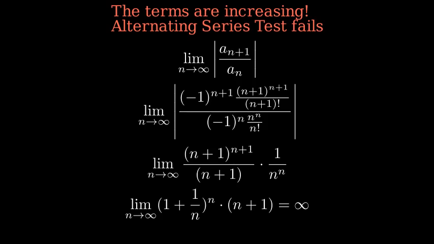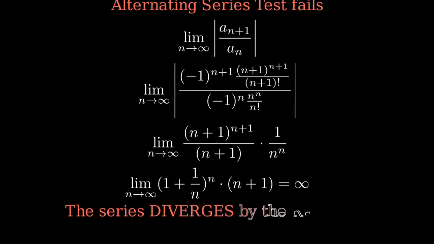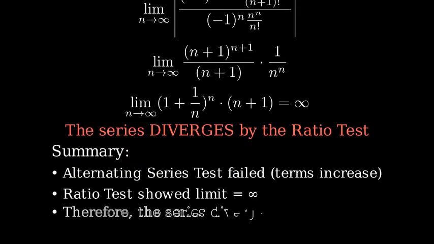Since the limit in our ratio test is infinity, which is greater than 1, we can conclude that the series diverges by the ratio test. To summarize, we first tried the alternating series test, but found that the terms were increasing. We then applied the ratio test and found that the limit was infinity, proving that the series diverges.